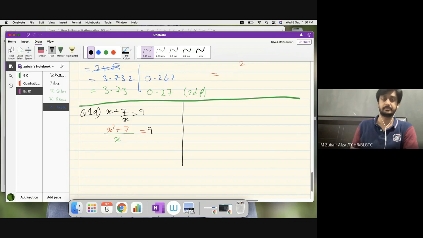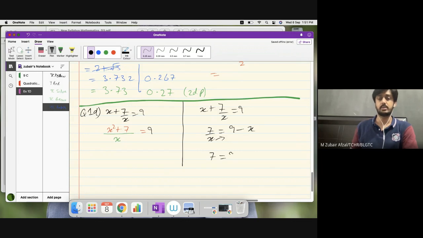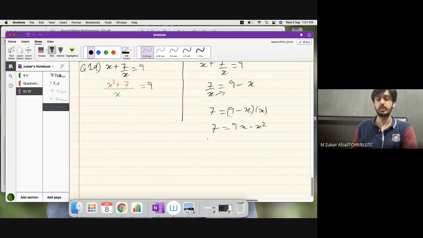No confusion, sir. If I write x plus 7 by x equals 9, one of the methods could have been 7 over x is equals to 9 minus x, right? Yes. And then we can cross multiply this x, that is 7 equals 9 minus x times x. This is 7 equals 9x minus x square. If I rearrange it, bringing x squared to the left hand side, this is x square minus 9x plus 7, and there's nothing left on the right side, so that's 0.